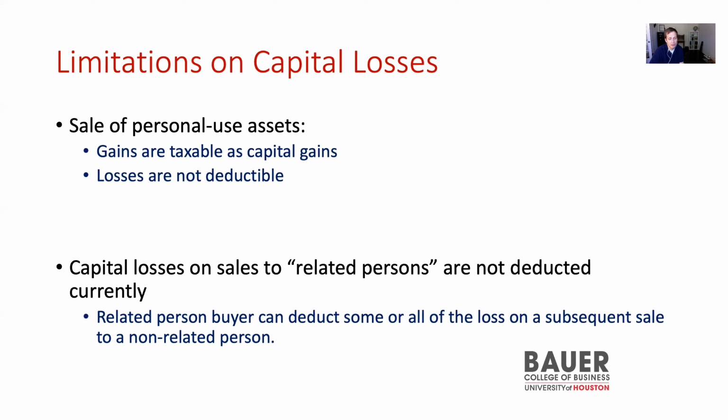If I have a capital loss, we've seen this already to review, on a sale to a related person, just like if I have a 1231 loss on the sale to a related person, I can't deduct it. The person I sell to might be able to deduct a loss if they sell to an unrelated party in the future, right? And they could use the loss from our transaction to reduce their gain if they have a gain.